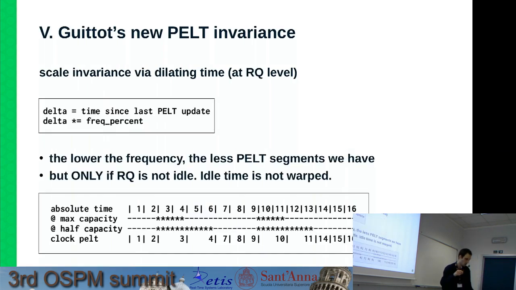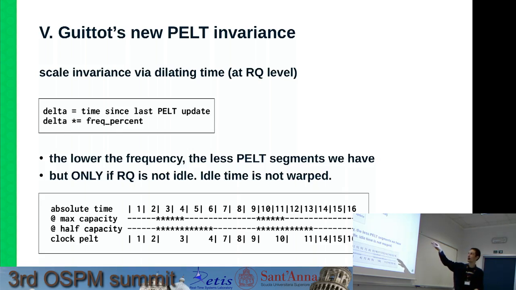So Vincent Guittot, new frequency. Vincent changed the way frequency invariance is done in PELT. This patch has a long history. I think it was first sent in 2015, a long time ago, and so it was reviewed over time and changed, not in the essence but in some other detail. What does this patch do?